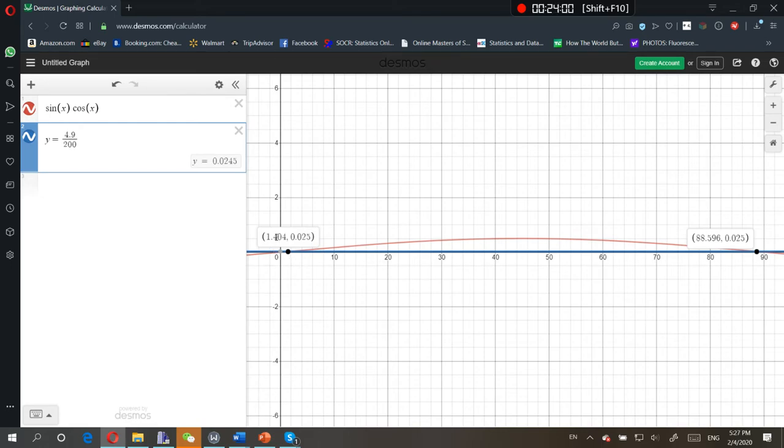Okay, at 1.404 and 88.6. So at either of those two angles, I should be able to land where I want to land.